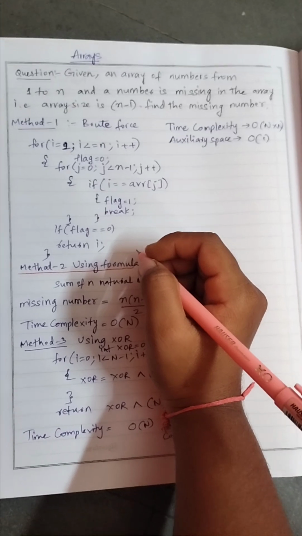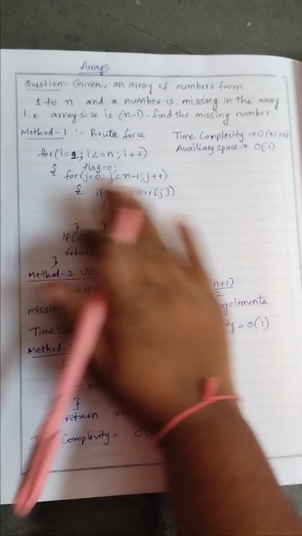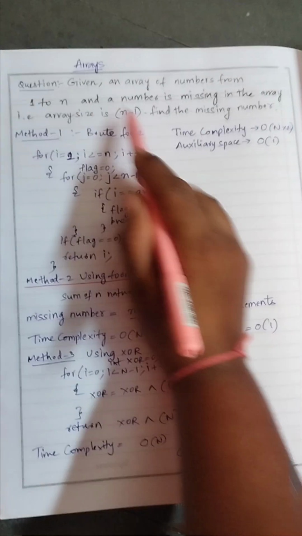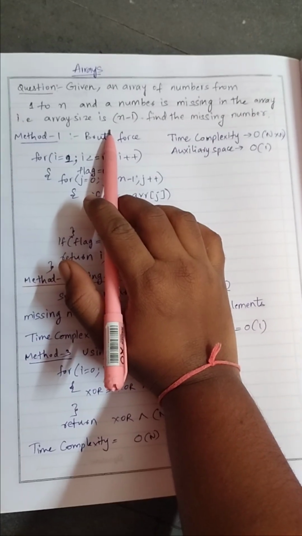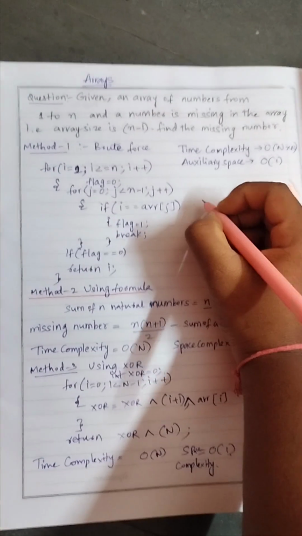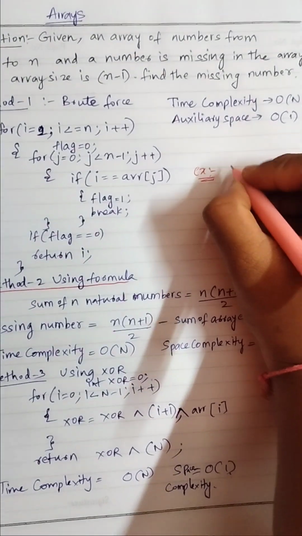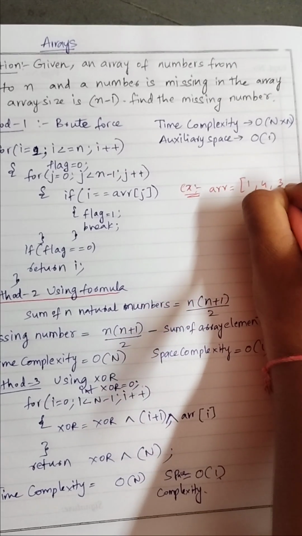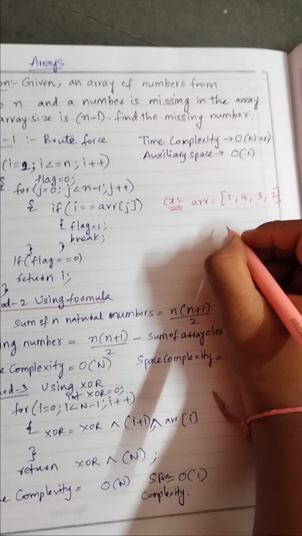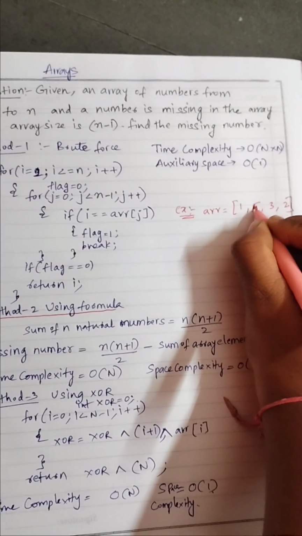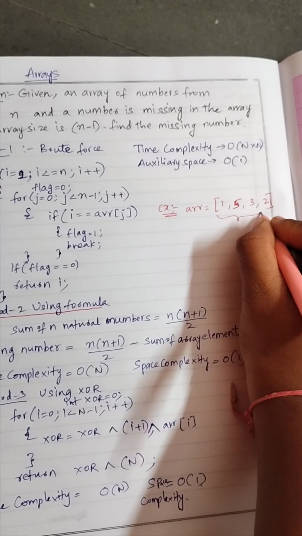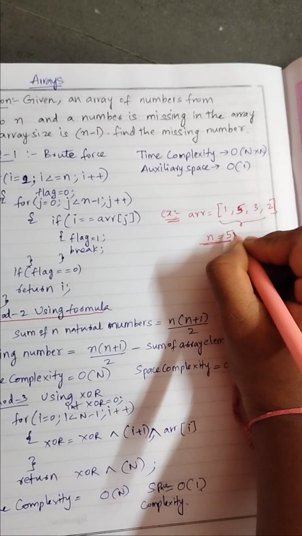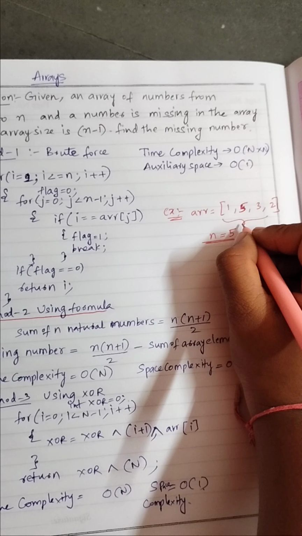Today I am going to explain a problem related to arrays. The question is: given an array of numbers from 1 to n where a number is missing, that is, the array size is n minus 1. For example, let us take an array having 1, 4, 3 and 2, and here let us take n as 5, and here 4 is missing. In the question, n will be given as 5 and here 4 is missing.